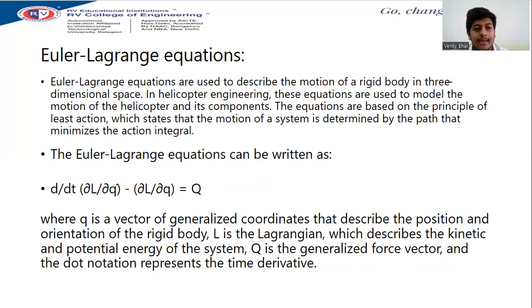The Euler-Lagrange equation can be written as d/dt (∂L/∂q̇) − ∂L/∂q = Q. The q is a vector of generalized coordinates that describes the position and orientation of a rigid body. L is the Lagrangian, which describes the kinetic and the potential energy of the system. Capital Q is the generalized force vector and the dot notation represents the time derivative.